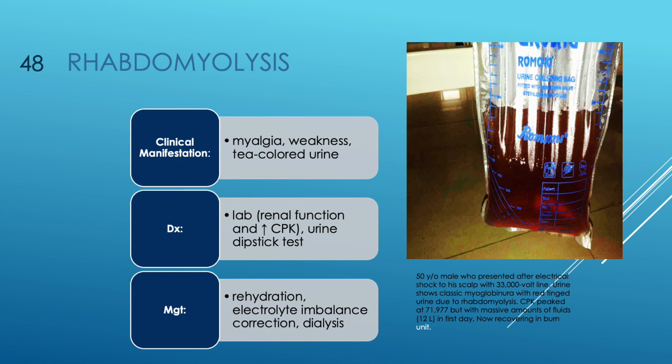Management includes rehydration through intravenous fluids to maintain adequate hydration and prevent kidney injury, correction of electrolyte imbalance by monitoring and correcting the electrolyte levels, examples potassium and calcium, dialysis if severe kidney injury or acute renal failure develops. Dialysis may be necessary to support kidney function and remove toxins. Monitoring for complications, arrhythmias due to electrolyte imbalances, and close monitoring of renal function and urine output.